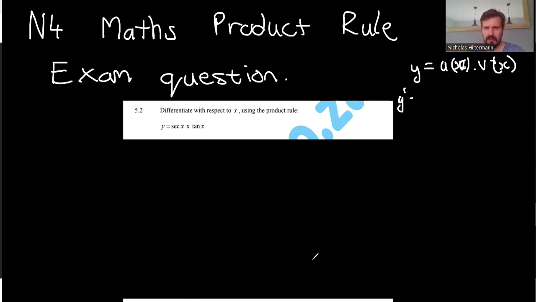Do that again. u(x) times v(x). The derivative is the derivative of one of the things times the other thing, plus the one thing times the derivative of the other thing. So it's derivative of u times v(x), plus u times v dash.